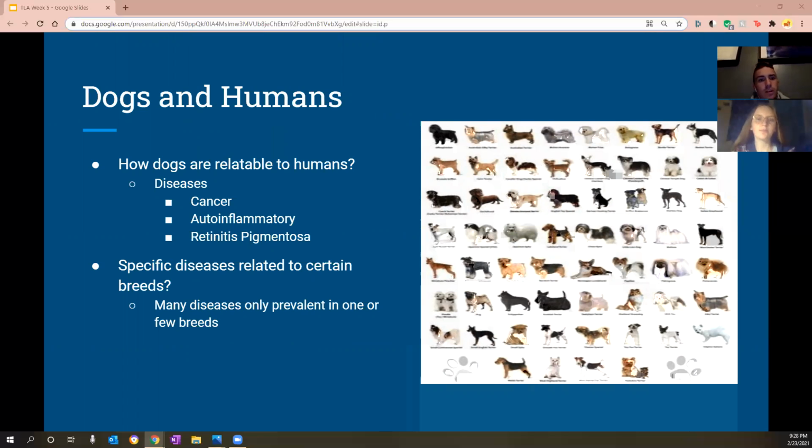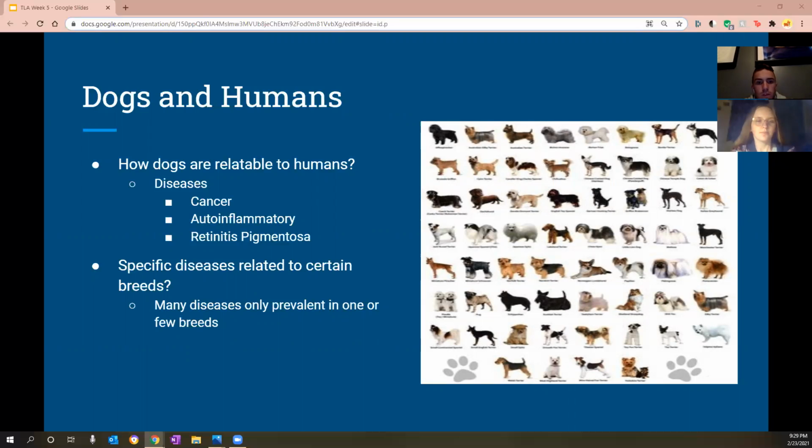And one of the reasons that you can compare these dogs to humans is the types of diseases that these dogs are getting. The first of those is cancer, which is obviously prevalent in both humans as well as dogs. All different types of autoinflammatory diseases as well have been found in dogs and in humans. And retinitis pigmentosa is a disease that is seen both in dogs and humans, which can make the dogs almost a model organism compared to the humans.